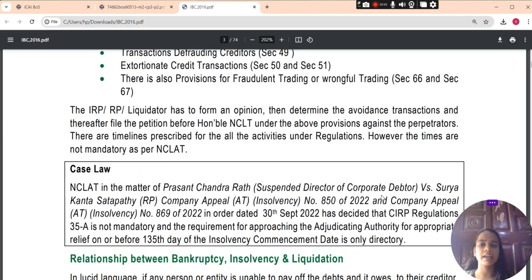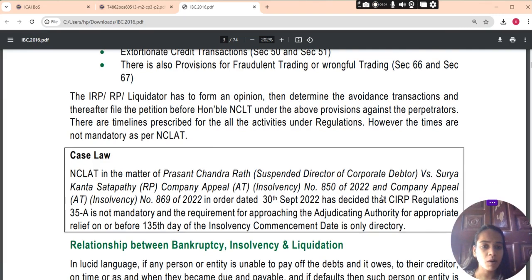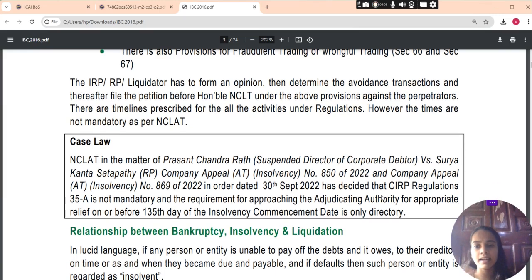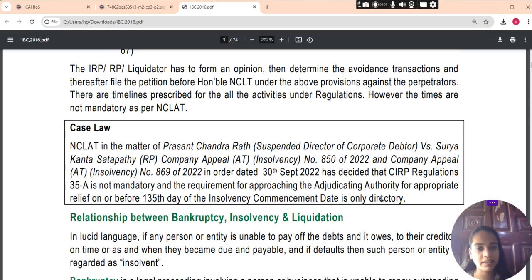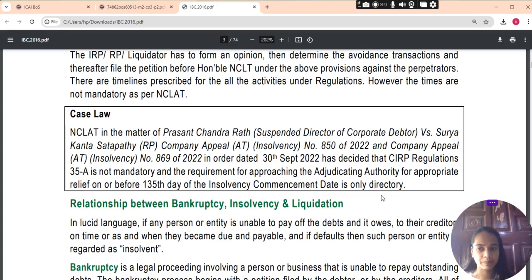उसके बाद the IRP, RP, liquidator has to form an opinion, then determine the avoidance transaction and thereafter file the petition before the honorable NCLT. Under the above provisions against the perpetrators, there are timelines prescribed for all the activities under regulation. However, the timelines are not mandatory as per the NCLT.